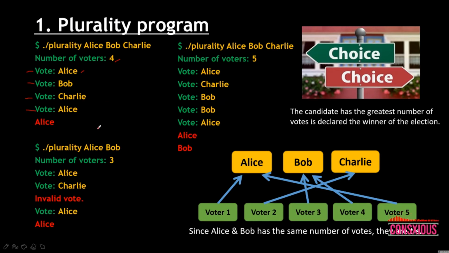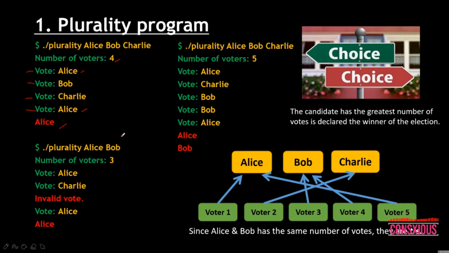To find out who is the winner here, we're going to look at the definition. The candidate with the greater number of votes is declared the winner of the election. So you can see Alice appears 2 times in the program, so the program will calculate the vote count and declare Alice as the winner.